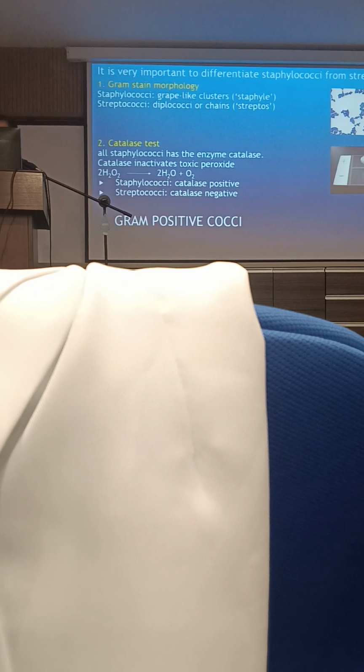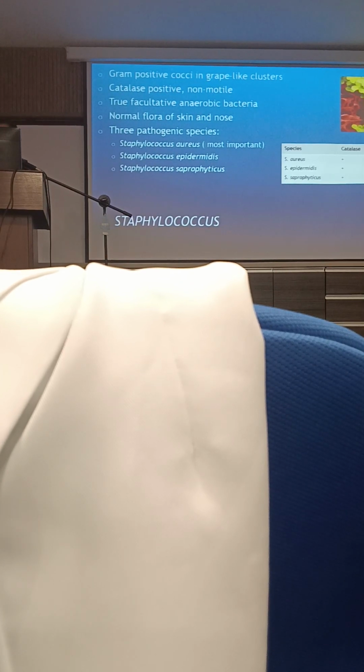So this is the first test besides gram staining that can differentiate between Staphylococcus and Streptococcus. All Staphylococcus produce catalase, Streptococcus does not. So there are three Staphylococcus that we will look at that are important: aureus, which is most important, epidermidis and saprophyticus.